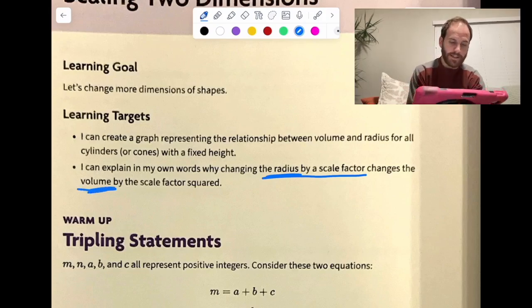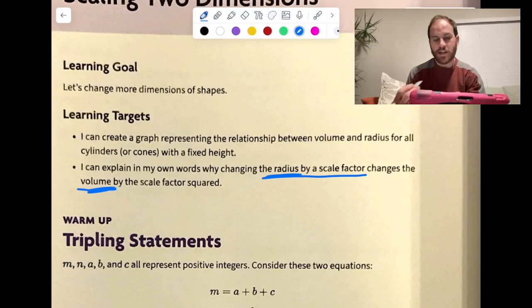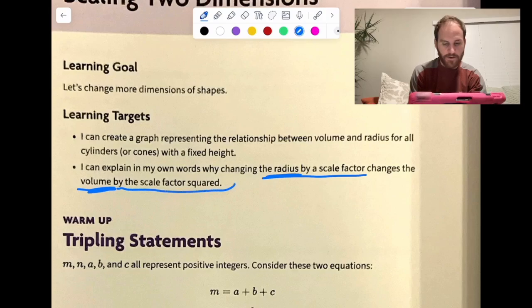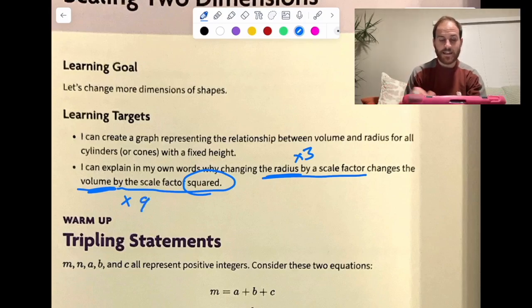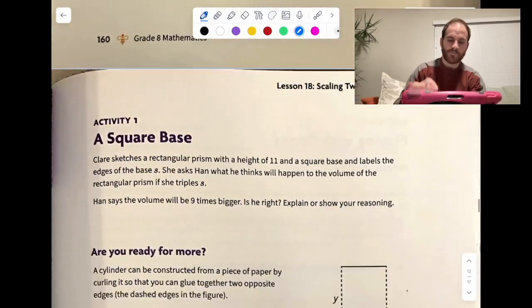Well, here it says, I can explain in my own words why changing the radius by a scale factor changes the volume by the scale factor squared. Okay, so if we multiply the radius by 3, we should be multiplying the volume by 3 squared, or 9. Okay, is the idea here. So let me show you how that works.